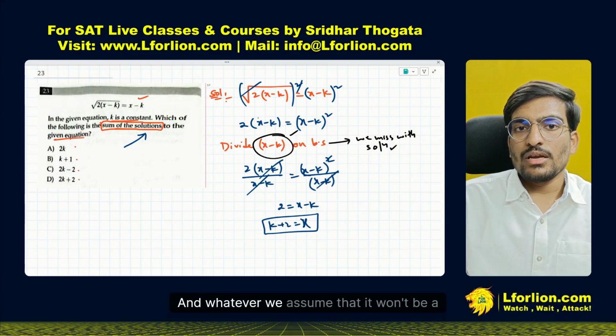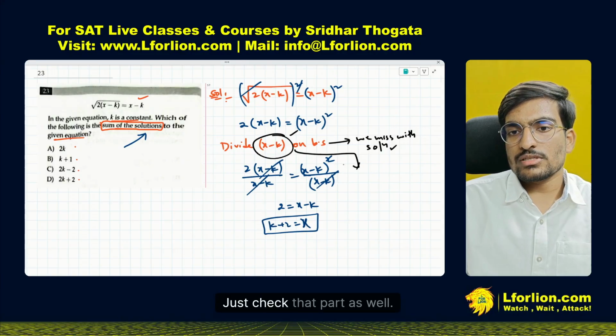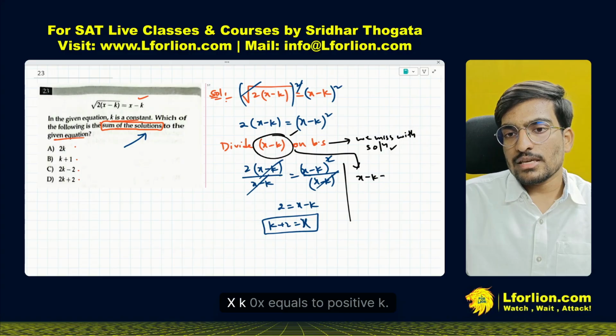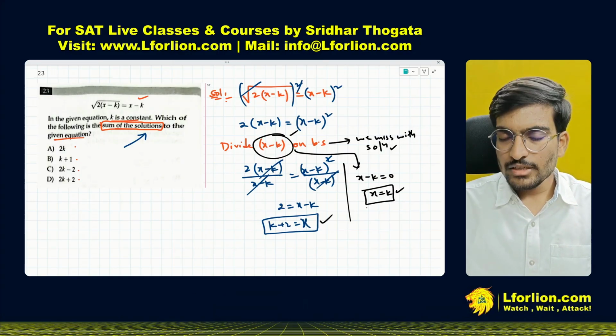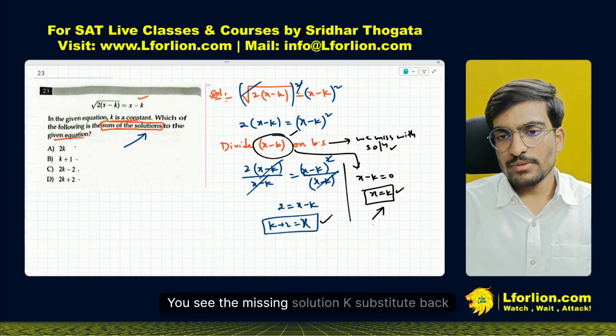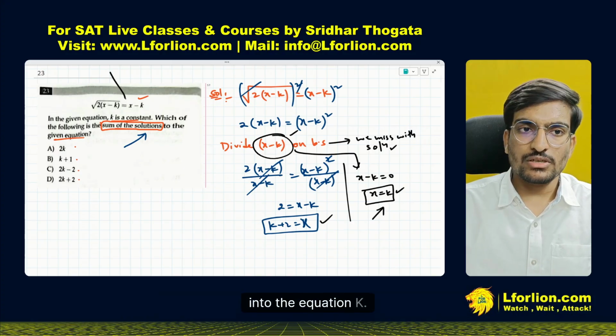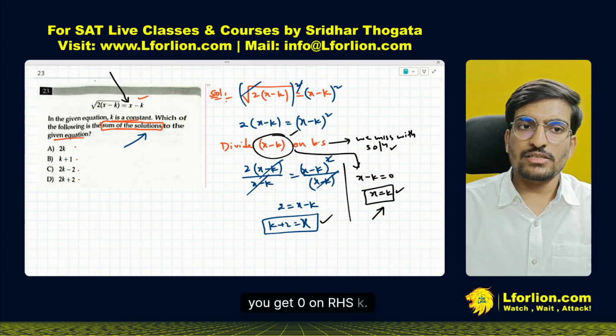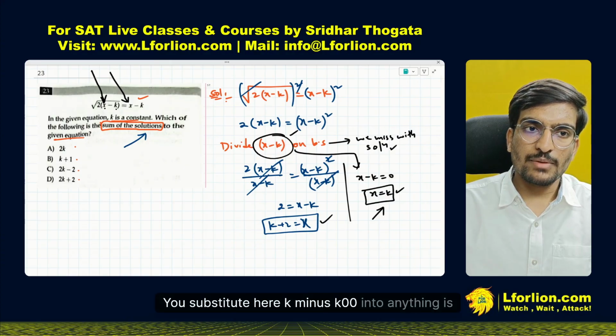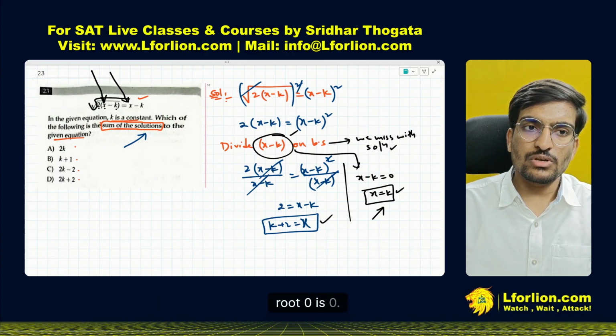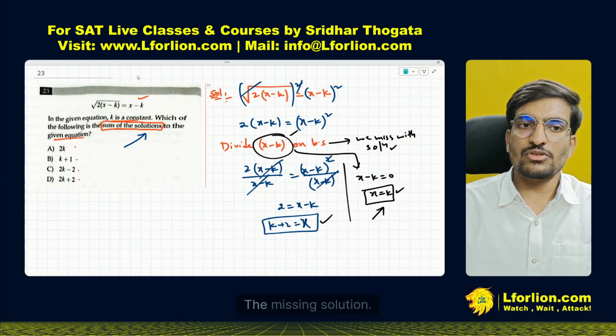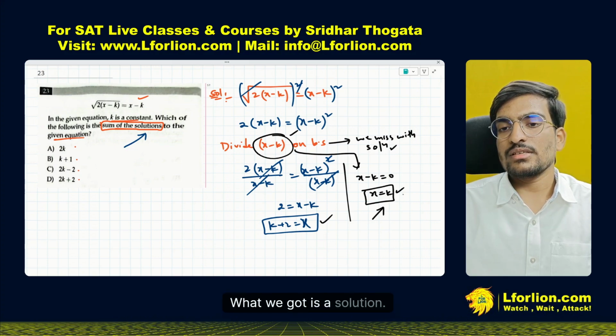Whatever we assume won't be a solution, just check that part as well. x minus k is 0, so x equals positive k. Definitely both work. If not, you just substitute back and check. You see the missing solution k, substitute it back into the equation. If you substitute k, you get 0 on the RHS. Substitute k here: k minus k is 0, 0 into anything is 0, root 0 is 0. So LHS and RHS are both 0. The missing solution we got is a solution.